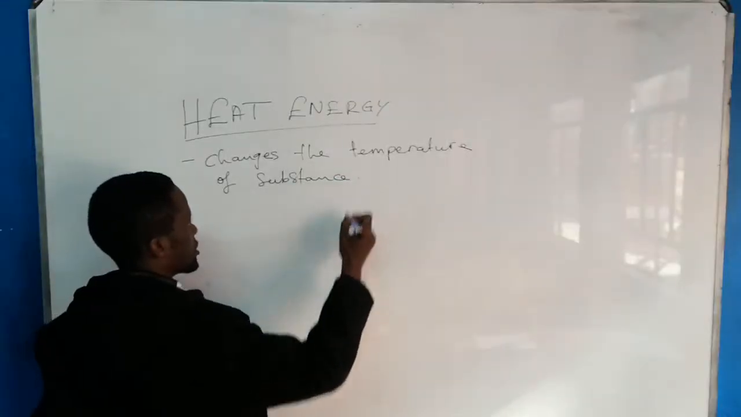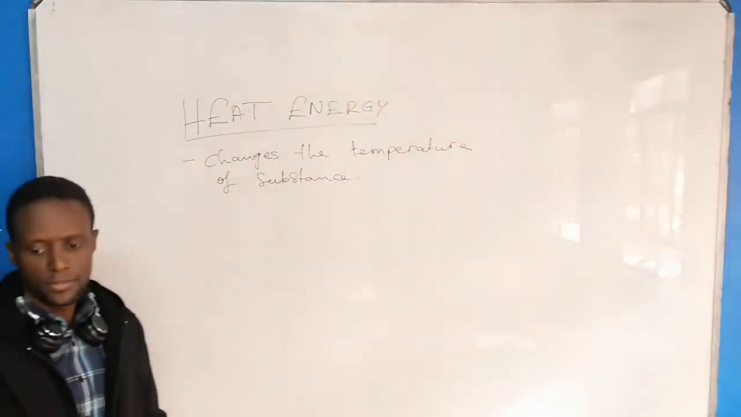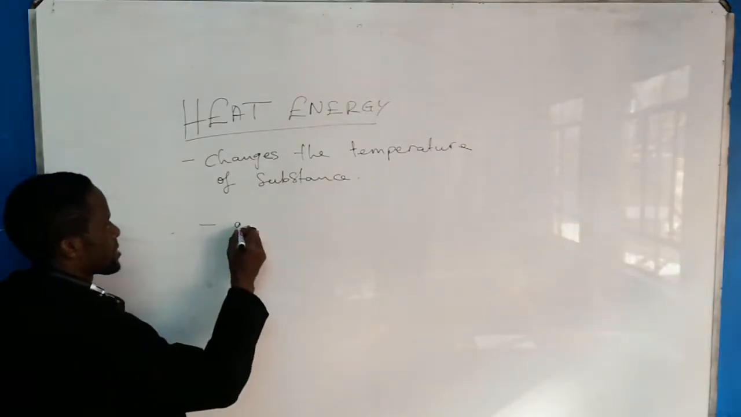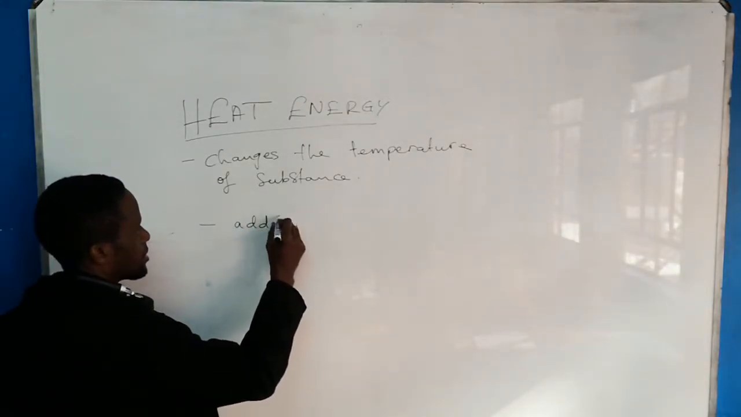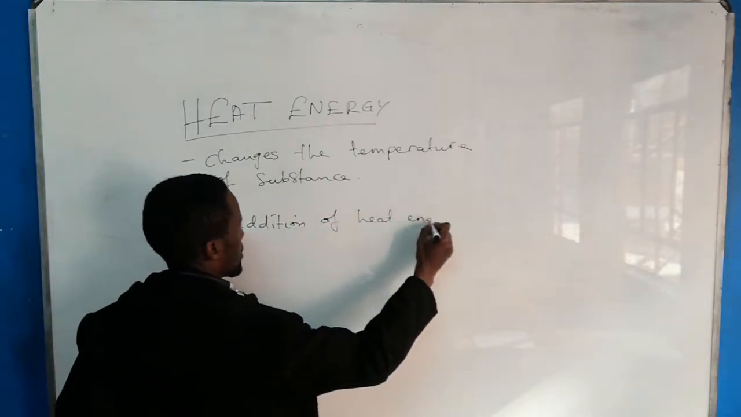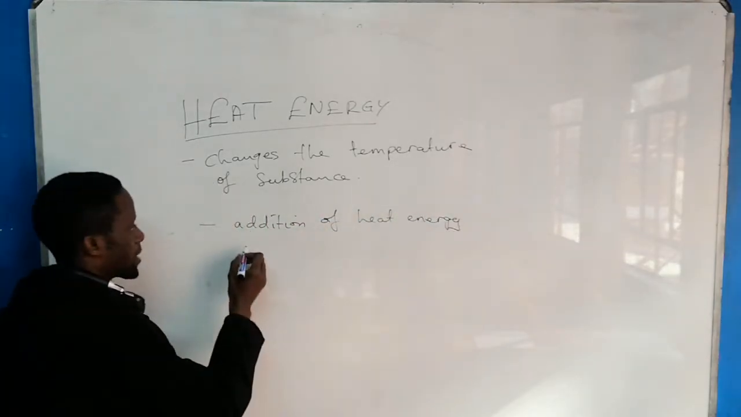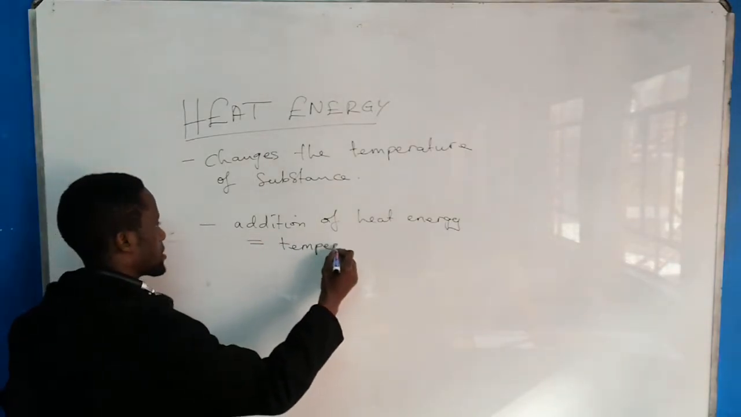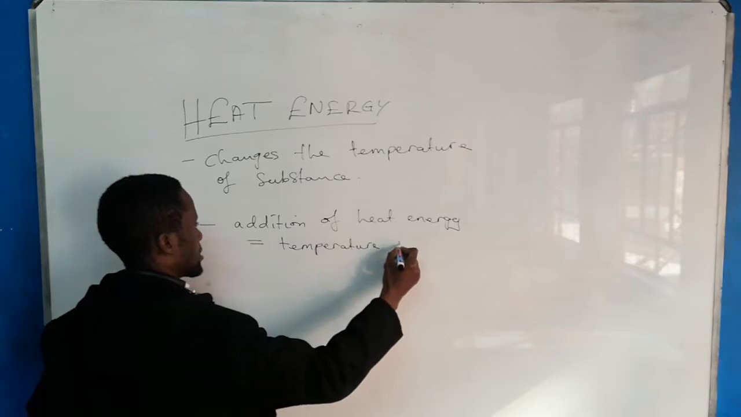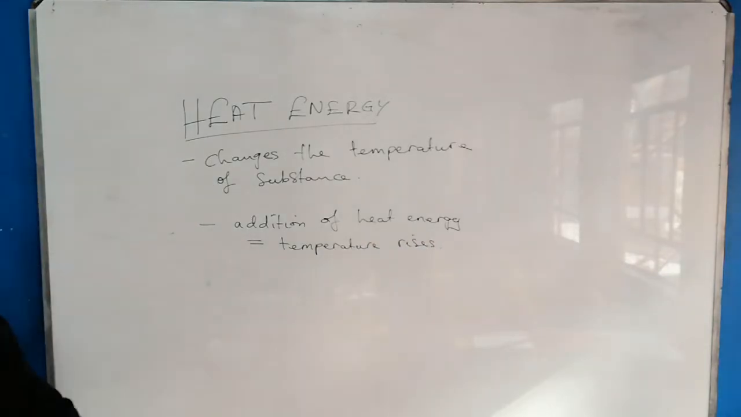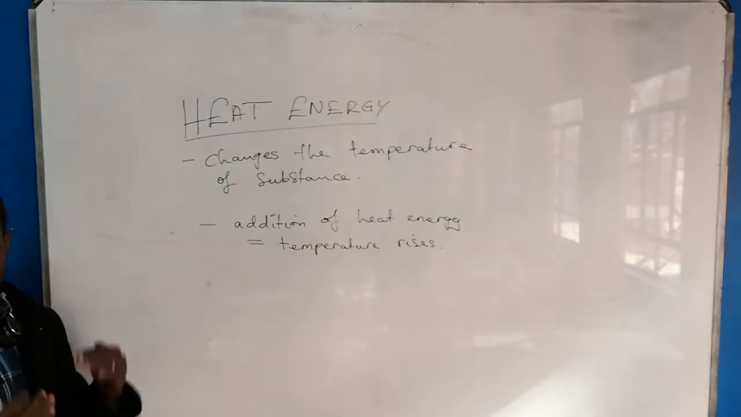Heat is energy that changes the temperature of a substance. You add heat energy to a substance. What happens is that the temperature of that substance should increase. Temperature will rise. If you remove heat energy from the substance, the temperature of that substance should drop.